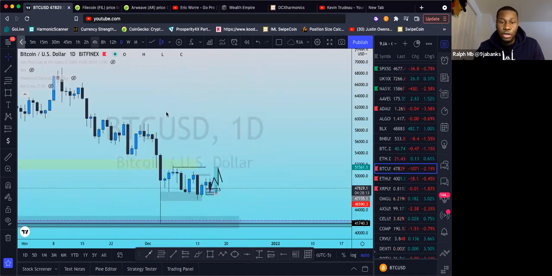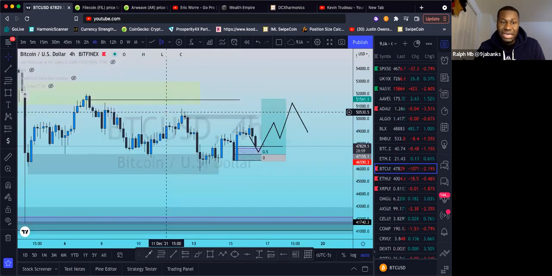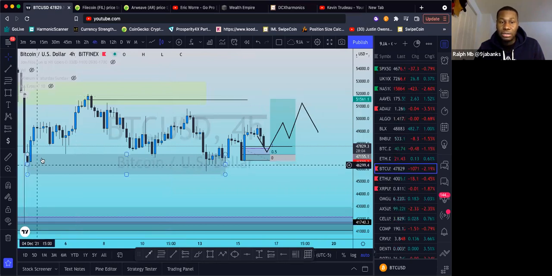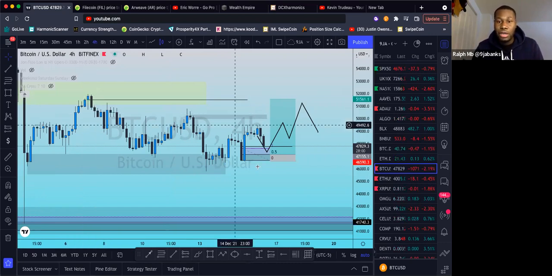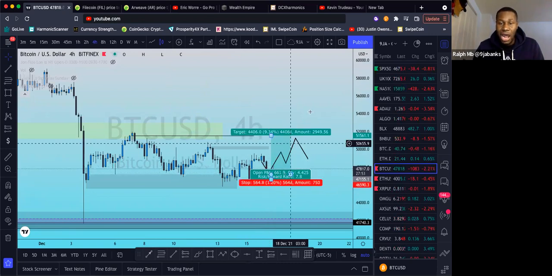If I go on a 4 hour, you can see that we've been holding this area. We've been steady holding this area, going back and forth between about 46,000 and about 51,000, right? We've been going back and forth there. We could definitely get one last dip, right? I personally just want to see this and then have it start rising, right?